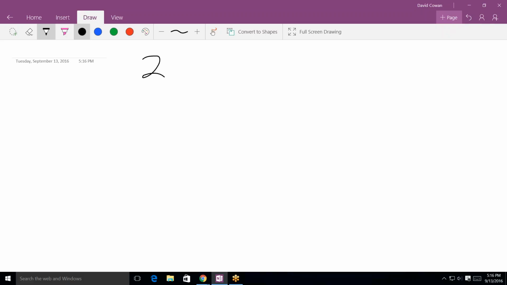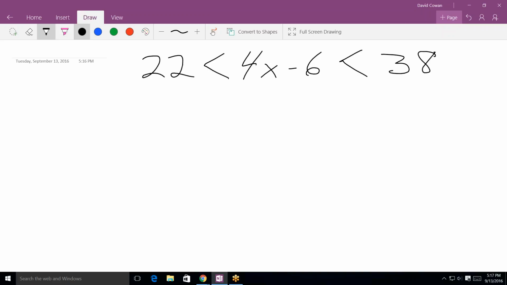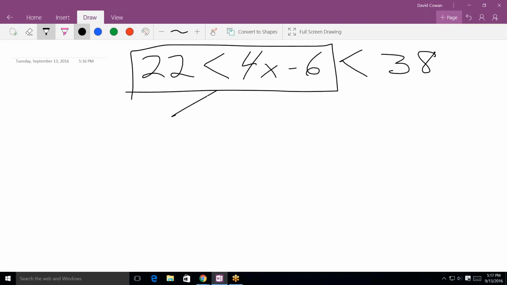22 is less than 4x minus 6, which is less than or equal to 38. Okay, so we'll do this part first. What's the next line? I'll go down like this. The next line is going to be 28 is less than 4x.